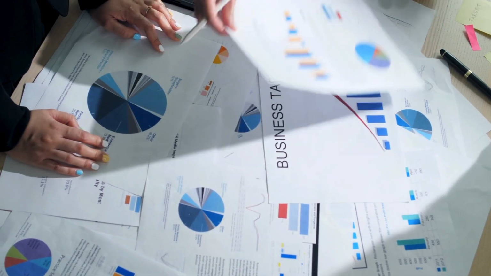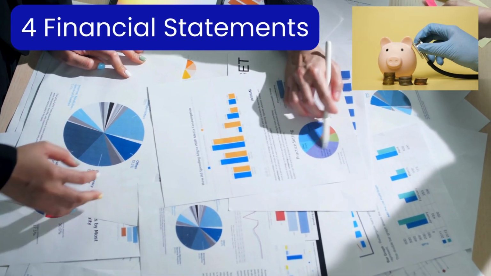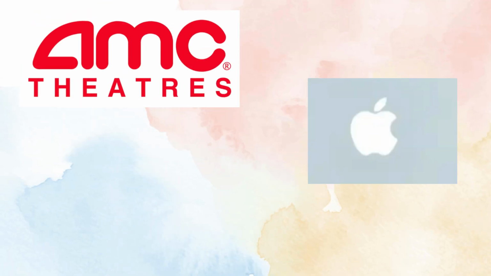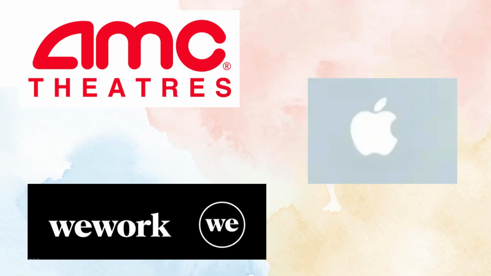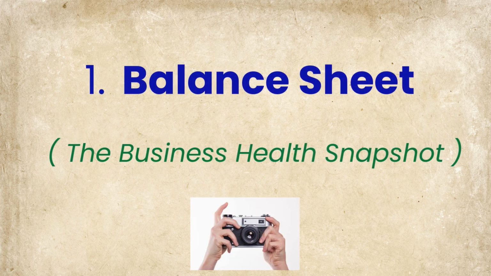The language of business is the four essential financial statements that describe the financial health of a business, where the numbers tell a story of survival, success, or total disaster. Number 1. Balance sheet, the business health snapshot.